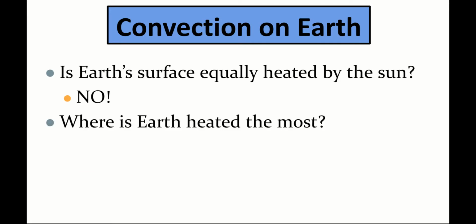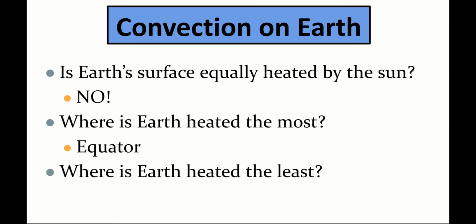So when we're talking about convection on Earth, remember this is on top of Earth. The first question I put there is: is Earth's surface equally heated by the sun? And the answer is no. Think about it. The Earth is a round ball. So if you're shining a light on that round ball, it is not going to heat up equally. So where is Earth heated the most? Along the equator, the widest part of the Earth's surface. And where is it heated the least? That would be the poles.